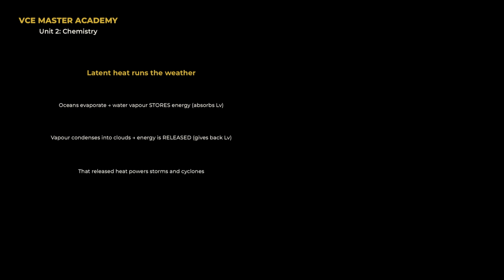One more place this shows up, and it's a big one: the weather. The sun evaporates water off the ocean, gram after gram, and every gram carries away those 2,260 joules. The vapor is a flying battery, loaded with hidden energy. When that vapor rises, cools, and condenses into cloud droplets, the phase change runs in reverse. All that latent heat gets released back into the air. That released energy is what powers thunderstorms and tropical cyclones. A cyclone is, honestly, latent heat with wind.